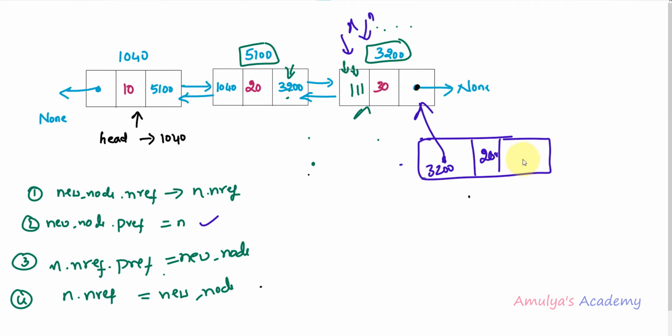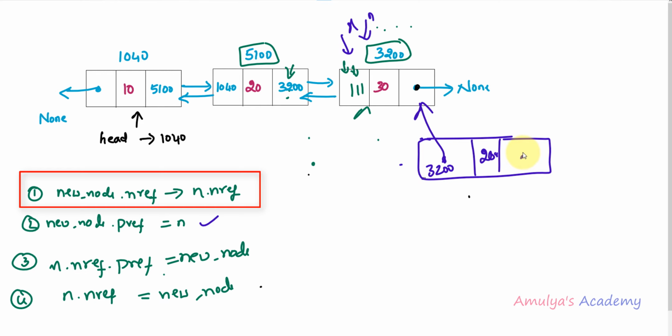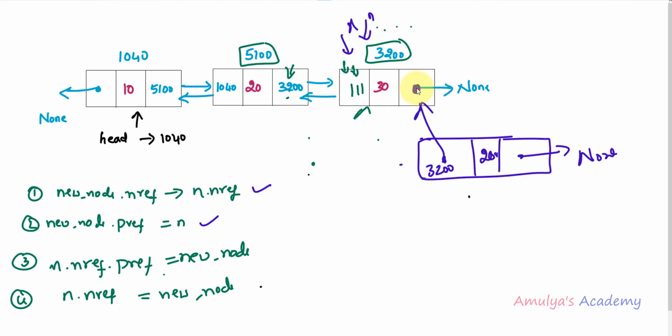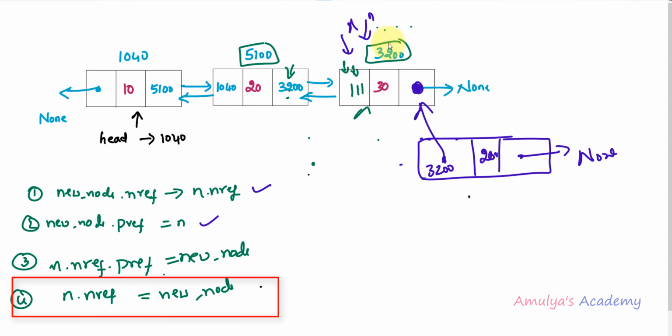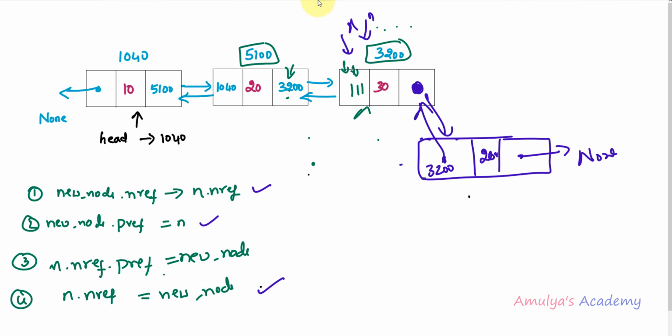So you need to follow this step. And next you need to check the new node's NREF. That is, you need to take new_node.nref as n.nref, so it will point to None. Next you need to change this reference. It needs to point to the new node. So you need to take n.nreference is equal to new_node. So now if you want to add the new node after the last node, then you need to write this code and this code. You don't want this line. That's why you need to be careful about inserting the new node after the last node.